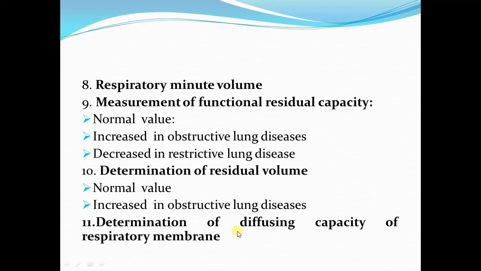So normal diffusing capacity of oxygen is 21 ml per minute per millimeter of mercury, while the diffusing capacity of carbon dioxide is 400 to 450 ml per minute per millimeter of mercury. The diffusing capacity of the respiratory membrane may decrease in certain respiratory diseases, like emphysema, pulmonary edema, or pneumonia. All these affect the gas exchange across the lung and can result in decrease in diffusing capacity of the respiratory membrane.